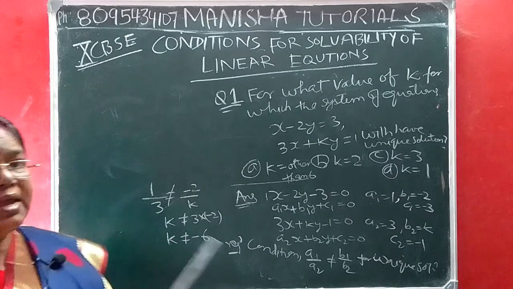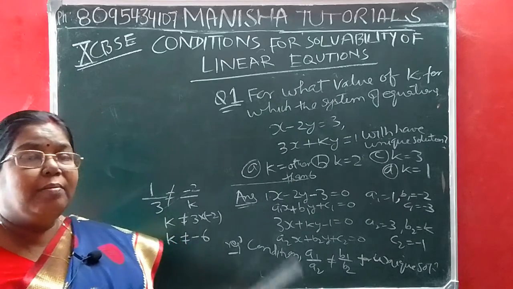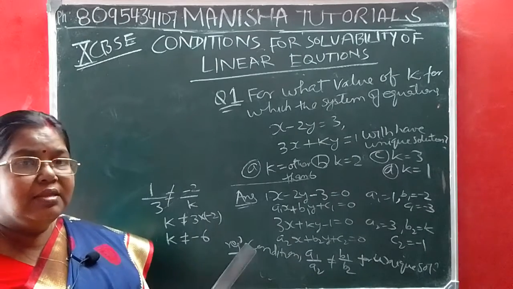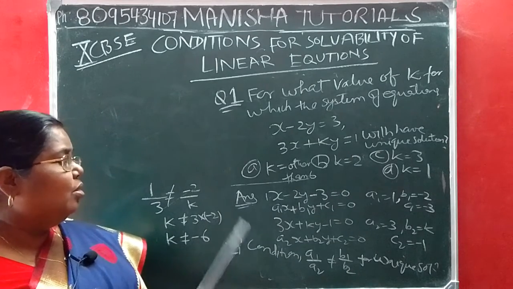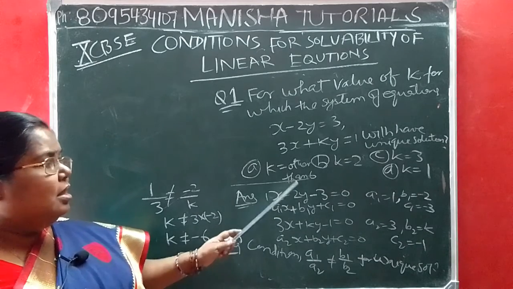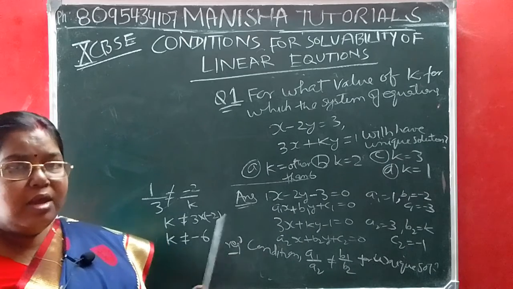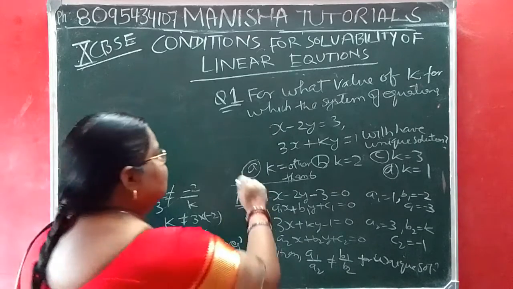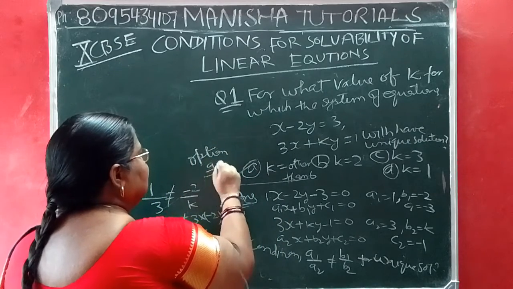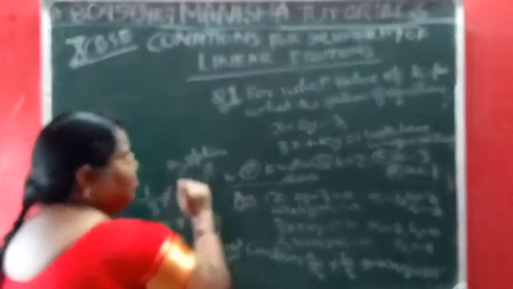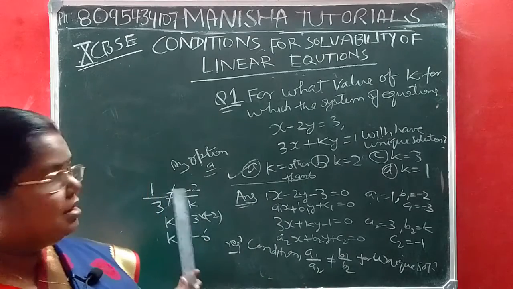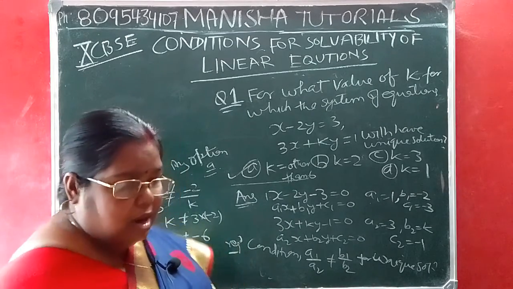What is its meaning? k can have all values other than 6. k is not equal to 6; 6 won't be the answer. If you keep any k value other than 6, then surely you will get a unique solution. So other than 6, option A is the correct answer. Now you know how to solve for a unique solution. You must write not equal to, so that you can proceed afterwards. Now question number 2.